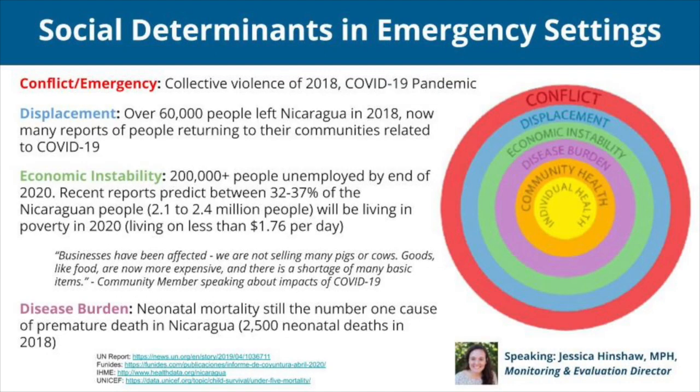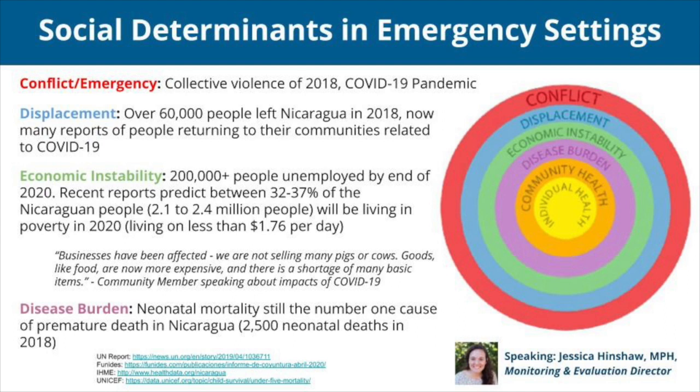So now we just want to transition to a slide that's talking about how, in emergency settings, the emergency ends up impacting all of the other social determinants of health. This graphic that you can see at the right, the concentric circles, comes from a paper published out of Emory University, so maybe we can link that to you later. But basically it's showing that conflict, displacement, economic instability, and disease burden all impact our social determinants, which impact other social determinants, as Anna was talking about, which really impact individual and community health.